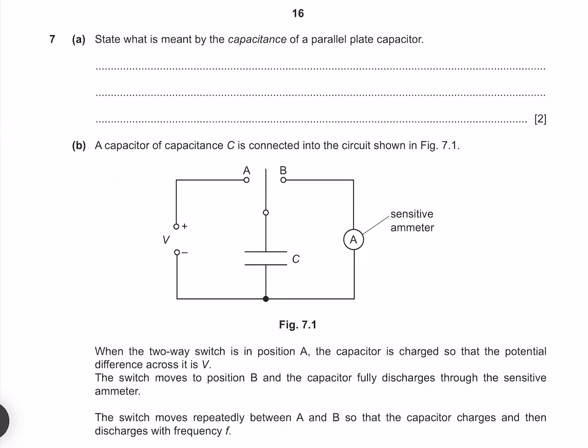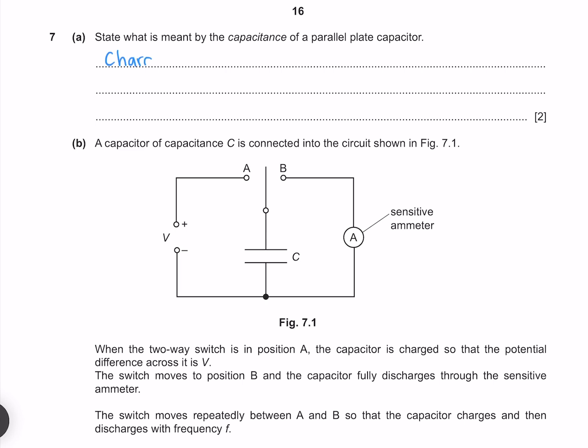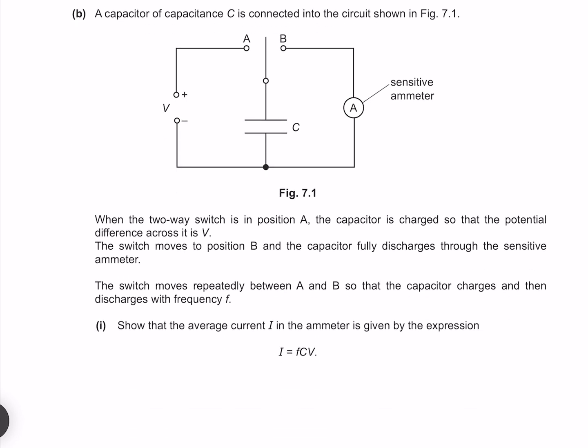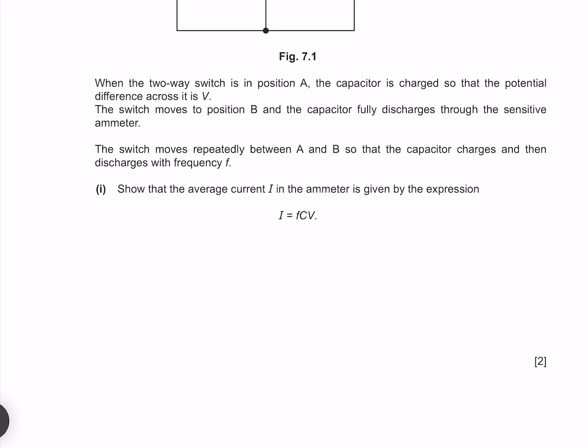State what is meant by the capacitance of a parallel plate capacitor. Capacitance is the charge stored per volt applied. A capacitor of capacitance C is connected into the circuit shown in figure 7.1. When the two-way switch is in position A, the capacitor is fully charged, so that the potential difference across it is V. The switch moves to position B, and the capacitor fully discharges through the sensitive ammeter.